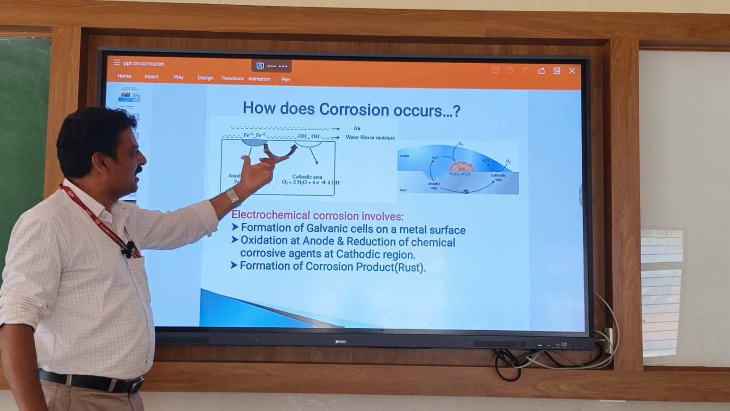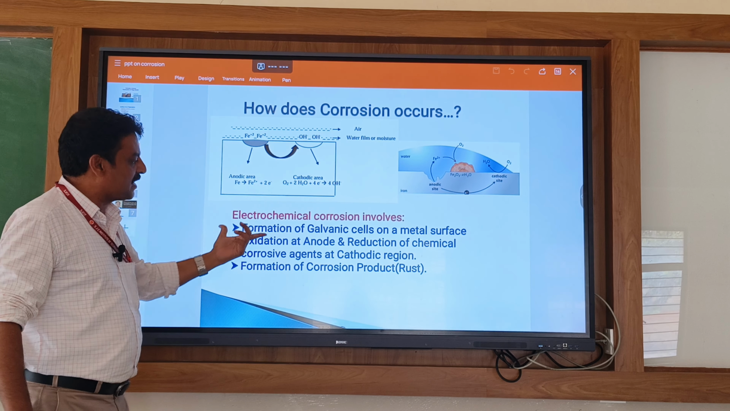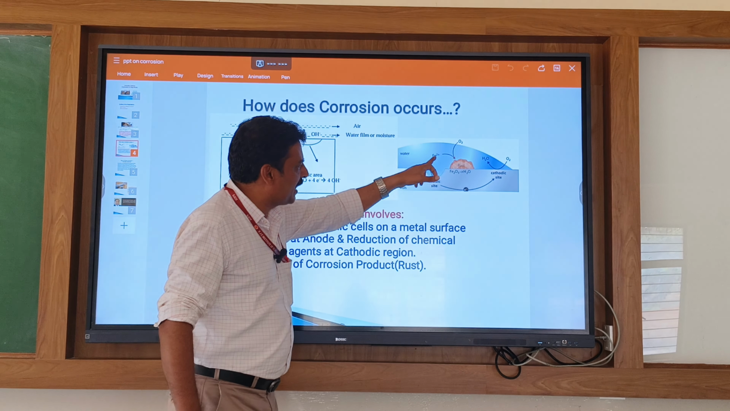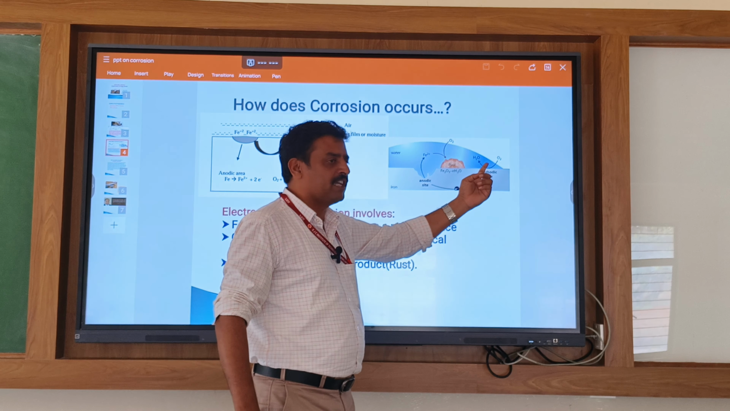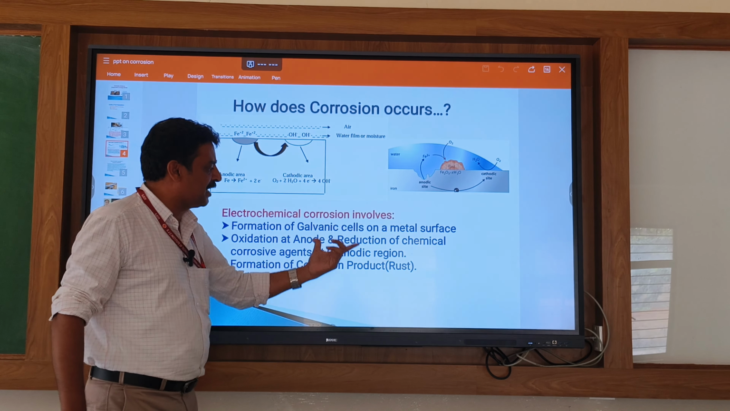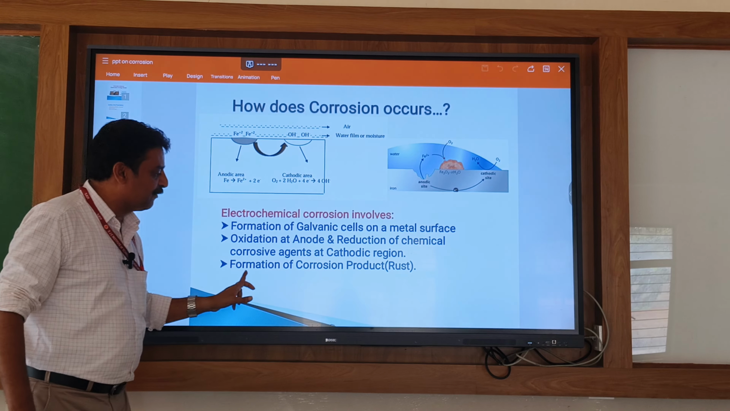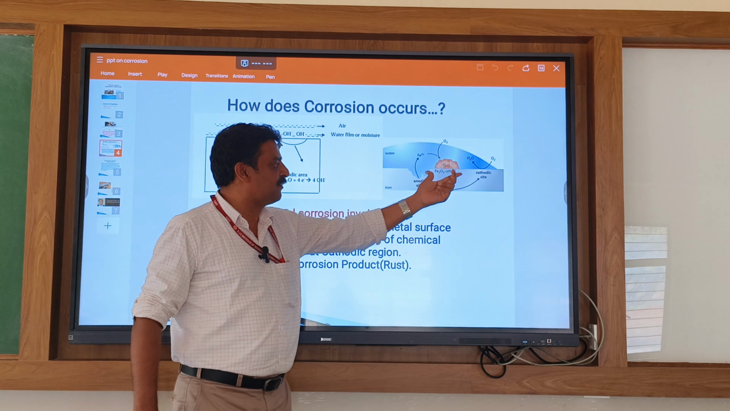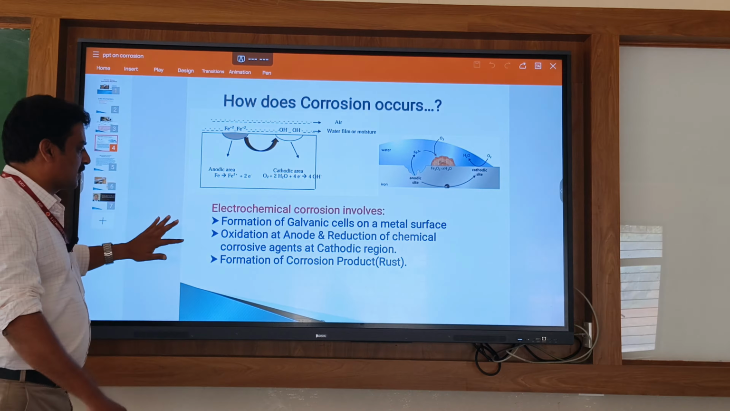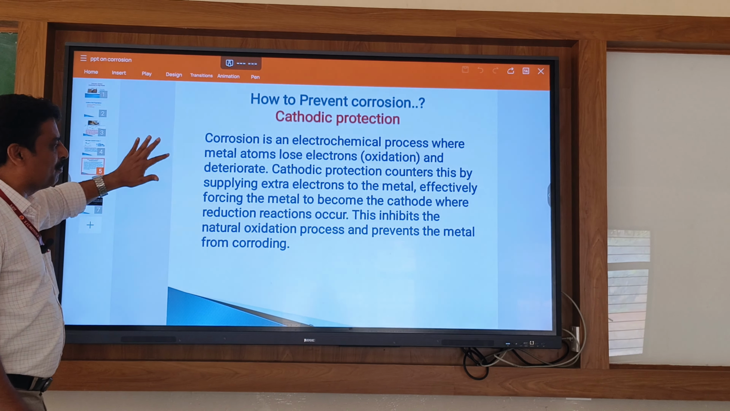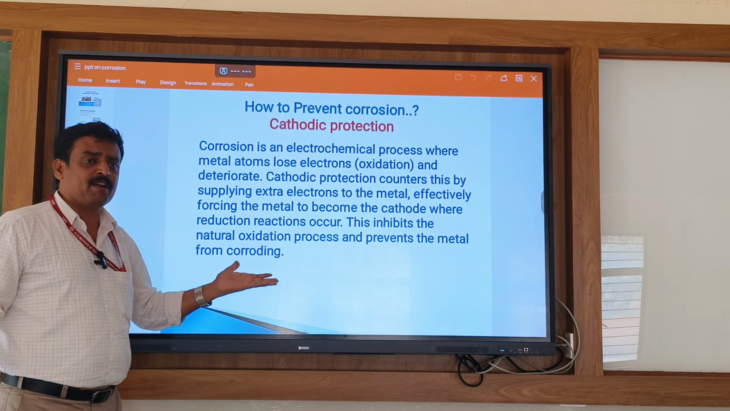When a metal is exposed, there is a formation of a galvanic cell. As a result of the galvanic cell, oxidation takes place at the anodic region and reduction of the chemical corrosive species takes place at the cathodic region. As a result of oxidation and reduction, you can observe the formation of a rust product on the surface of the metal. Generally, it is a hydrated metal oxide. This type of pattern can be prevented by using a number of techniques.